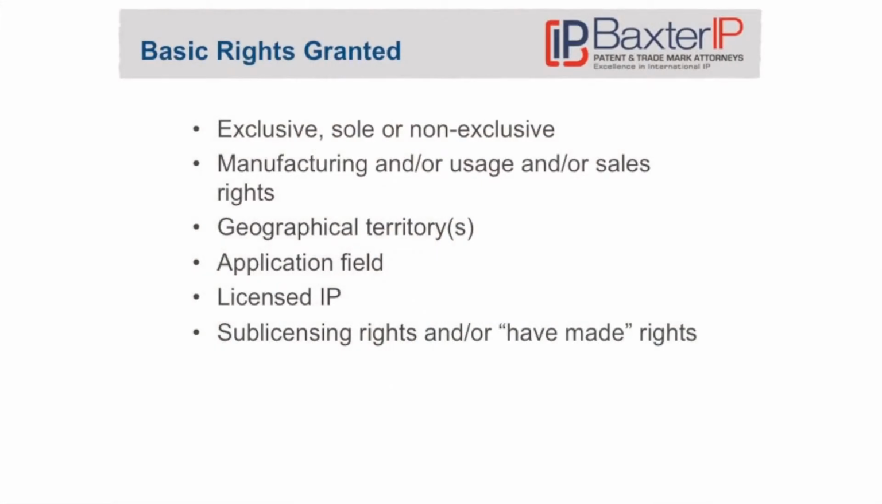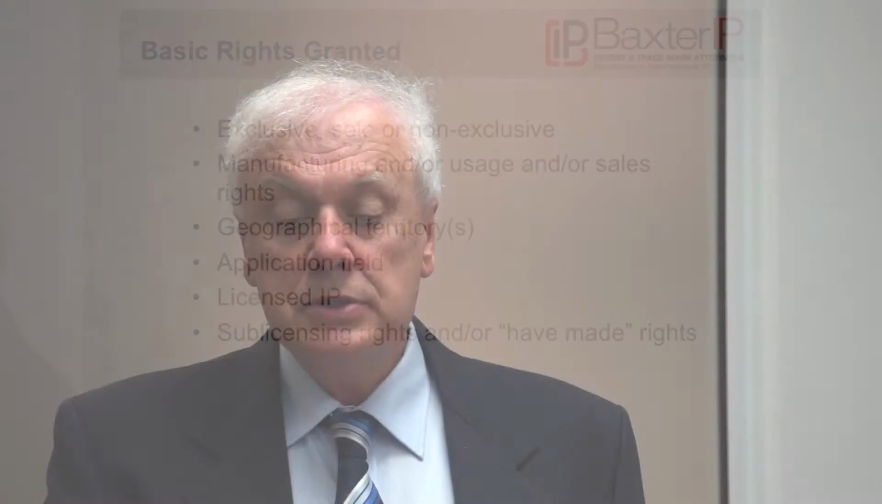Fifthly, you need to define the actual IP being licensed. For example, granted patents, patent applications, registered designs, registered trademarks, common law trademarks, documented know-how and undocumented know-how. Remember that know-how to be licensed should ideally be properly documented and, at the very least, listed in summary bullet form if this is not possible.